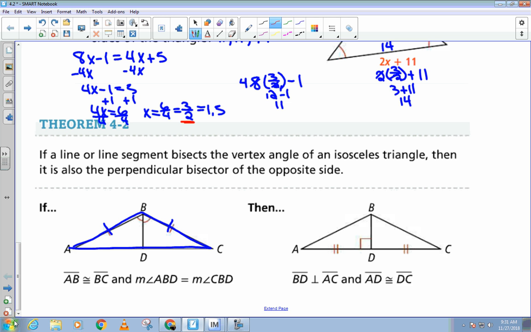If this vertex angle, what connects the 2 legs, is bisected, that means it cuts it into 2 equal parts. Then this segment goes down to the opposite side and it's perpendicular to it, and it bisects. So if you have an isosceles triangle, and you have a segment that bisects the vertex angle, then that same segment goes to the opposite side, and it's perpendicular to it, which means it forms a right angle, and it bisects the opposite side, so it breaks it into 2 equal parts. Okay, so let's apply that.